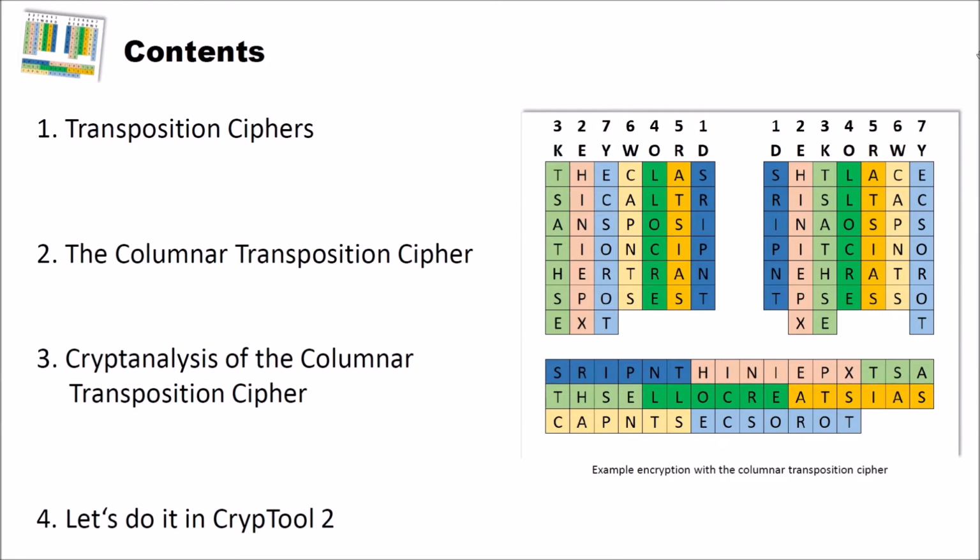We structured this video into 4 different parts. In the first part, we will have a look at the basics of transposition ciphers. Then we will have a look at details of the columnar transposition cipher, followed by the cryptanalysis of the columnar transposition cipher. And finally, we will do it in Crypto2. We will encrypt and decrypt using the columnar transposition cipher, and we will break the columnar transposition cipher.